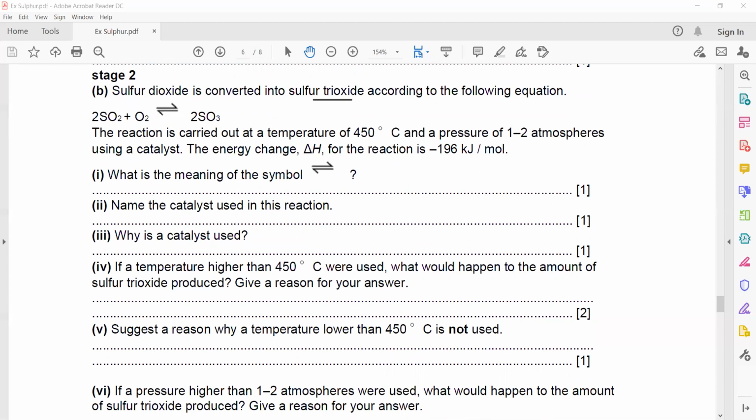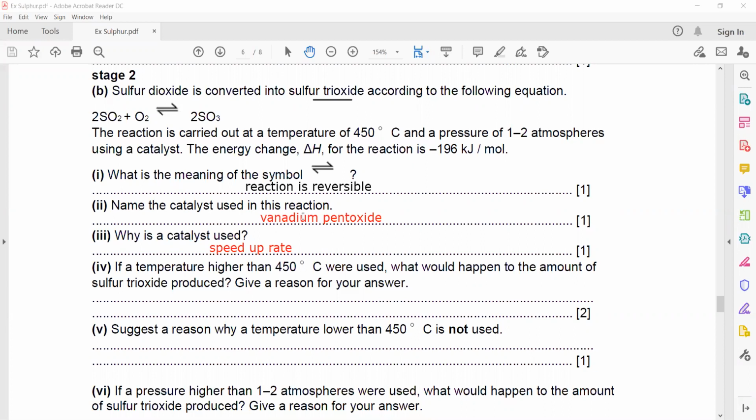This shows that the reaction is reversible, meaning the reactant can form a product, and the product can form back the reactant. The catalyst used is vanadium pentoxide. Why is a catalyst used? What is the purpose of the catalyst? To speed up the rate of reaction, to increase the rate of the reaction.